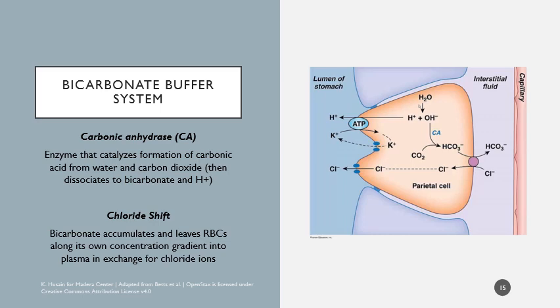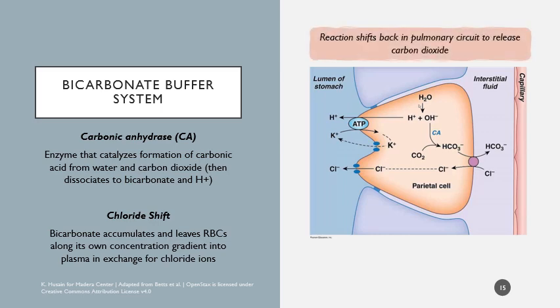So we also see something called a chloride shift. That's when you have bicarbonate accumulating and leaving the red blood cells. It actually gets exchanged with chloride ions. So you have this movement of chloride ions. When this happens in the parietal cells lining the stomach, that's how you get a very acidic environment within the lumen of the stomach. You have those protons and those chlorides, so you effectively have hydrochloric acid. So when you're in the pulmonary circuit, this is describing the systemic circuit.